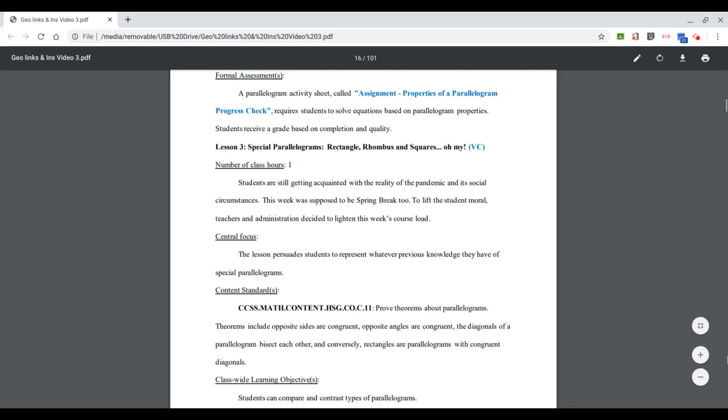Hi, this is lesson three, special parallelograms: rectangle, rhombus, and squares. Oh my.